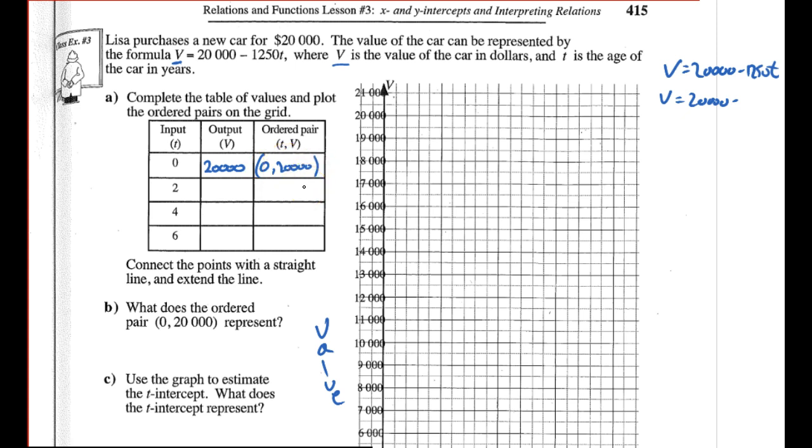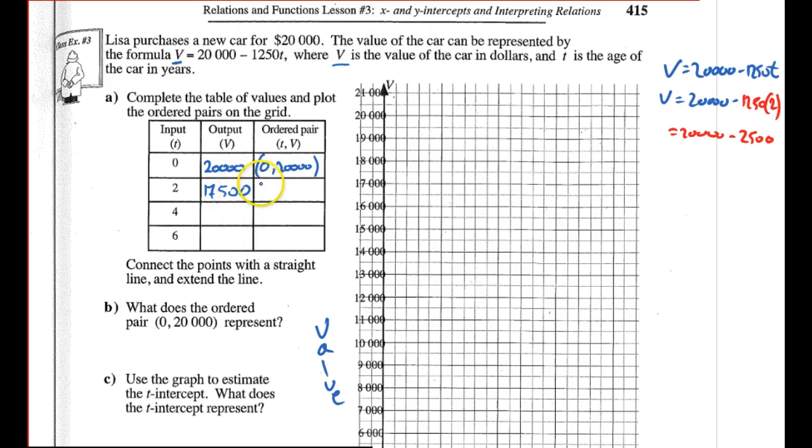Okay. When t is 2, so that's going to be 1250 times 2. That's going to be 20,000 minus 2,500. And the answer is going to be 17,050. Rather 17,500.